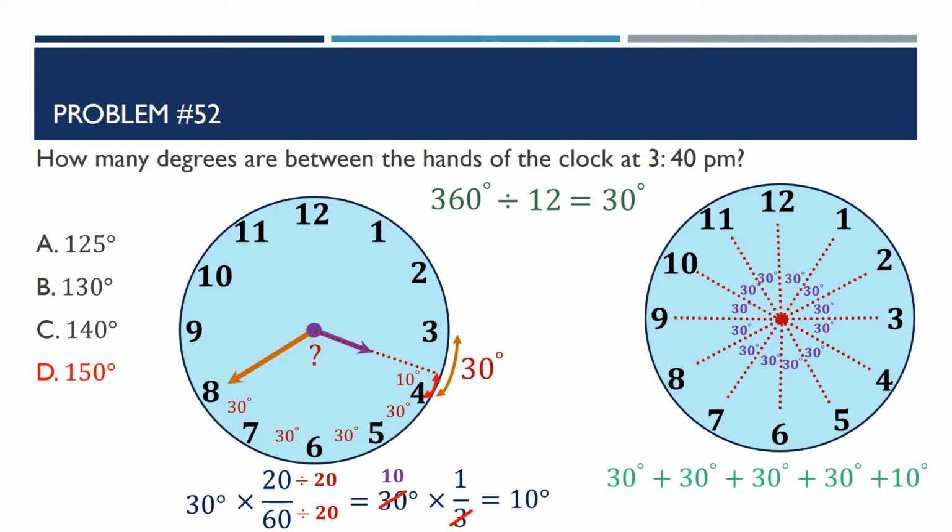Now let's add it all: 30 plus 30 plus 30 plus 30 plus 10. That's all in all 150 degrees.